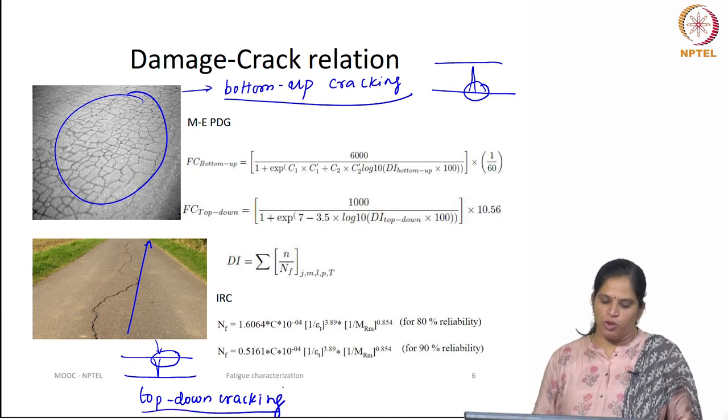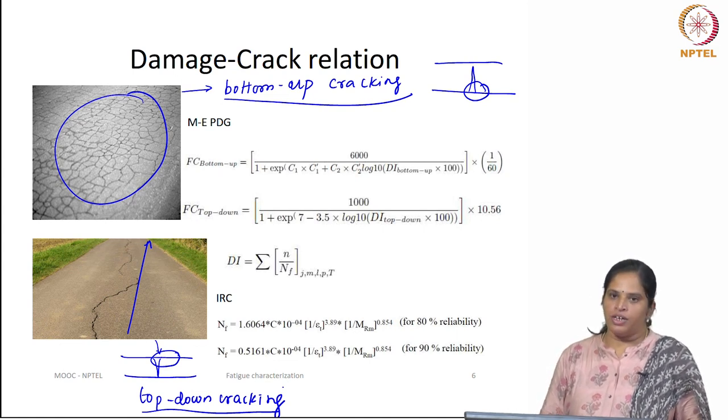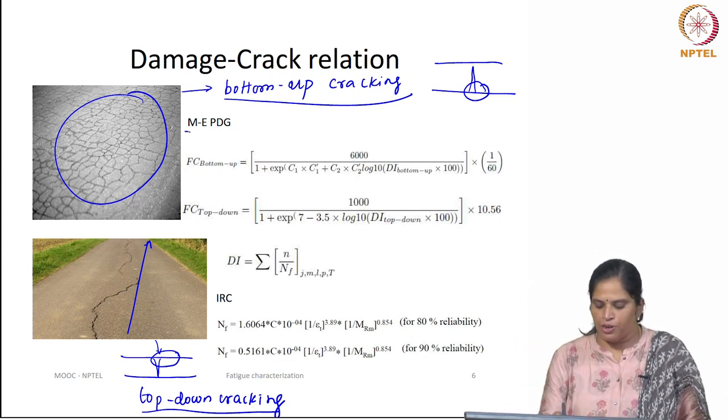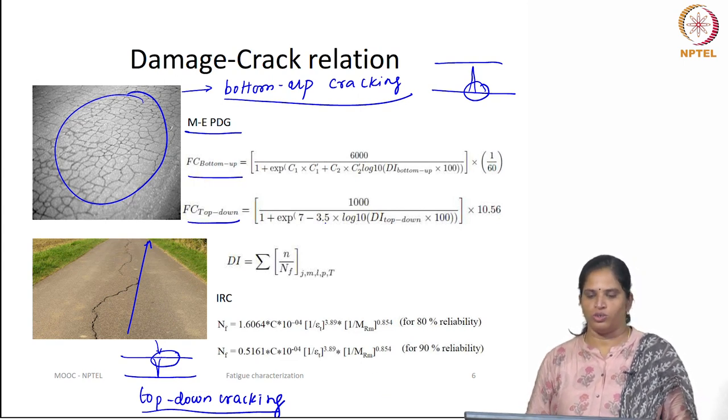This means the occurrence of bottom up and top down cracking depends on the material behavior. In the Mechanistic Empirical Pavement Design Guide, the bottom up cracking and the top down cracking are predicted using these two expressions which are shown here.